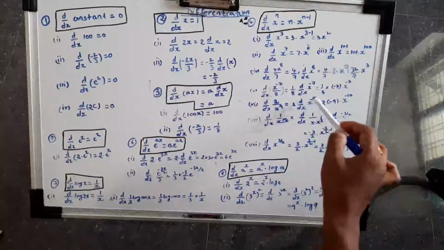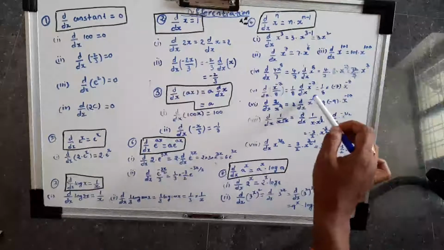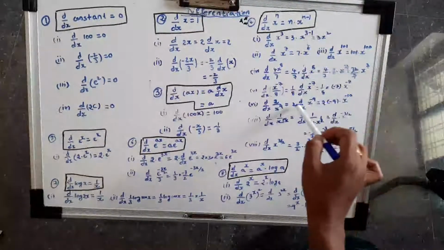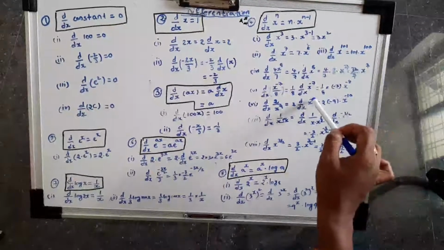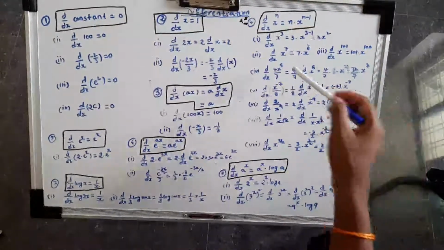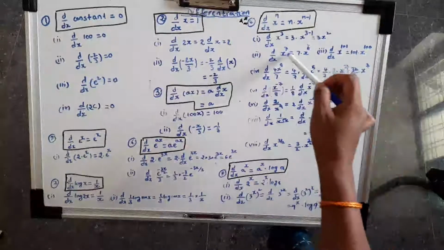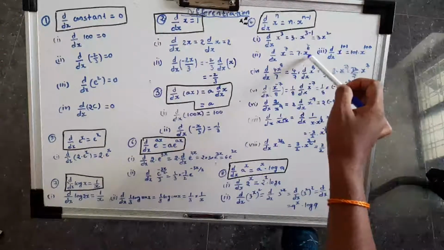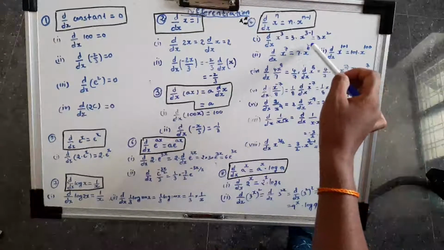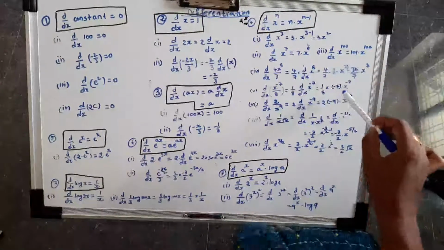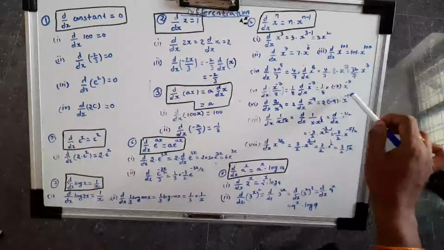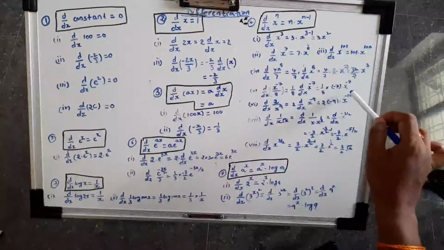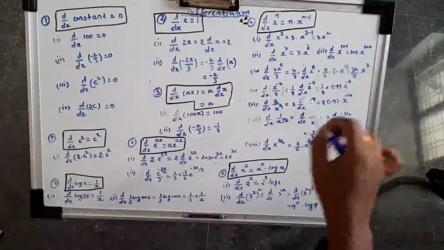Similarly here, you can easily apply the x power n formula: 2 into negative 9, the n, times x power negative 9 minus 1, which is negative 10. Simply, if you observe these two, if a positive power is there, the power is reduced by one, but if a negative power is there, the power is increased by negative 1, so it becomes more negative.